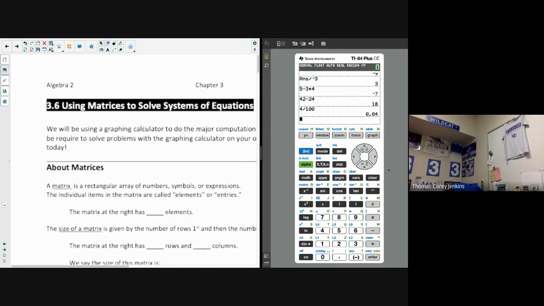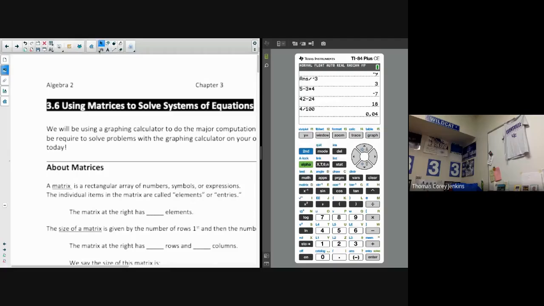But the learning target would be that we want to be able to use matrices and technology in order to solve systems of equations. Okay, we know how to solve 2 variable systems pretty easily by hand at this point, but we want to be able to solve those tougher systems. So we're going to look at matrices as an option and using technology.